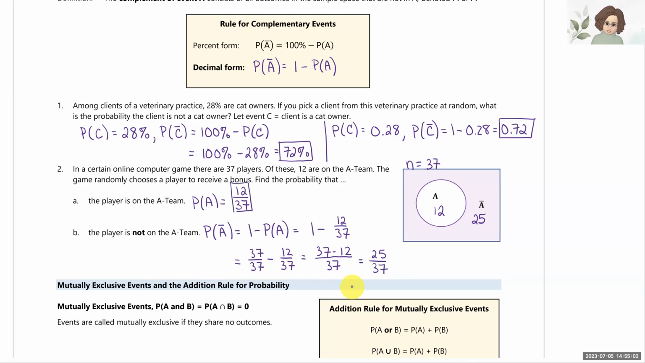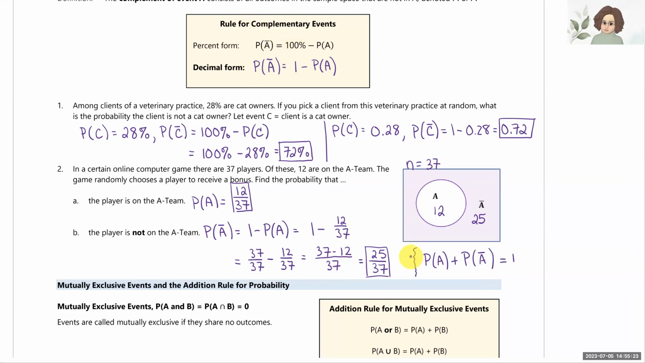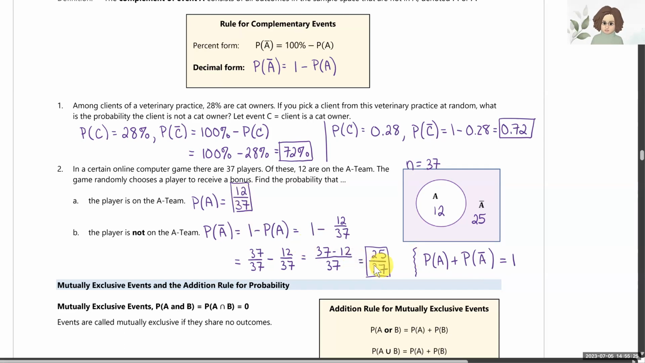And I'm also going to just make a note here that if we wanted to check our work, if we took the probability of being on the A team plus the probability of not being on the A team, those two probabilities together as a percent would be 100%. And in decimal, they would have to equal 1. So we could always check if we added those fractions, we would get 37 over 37.